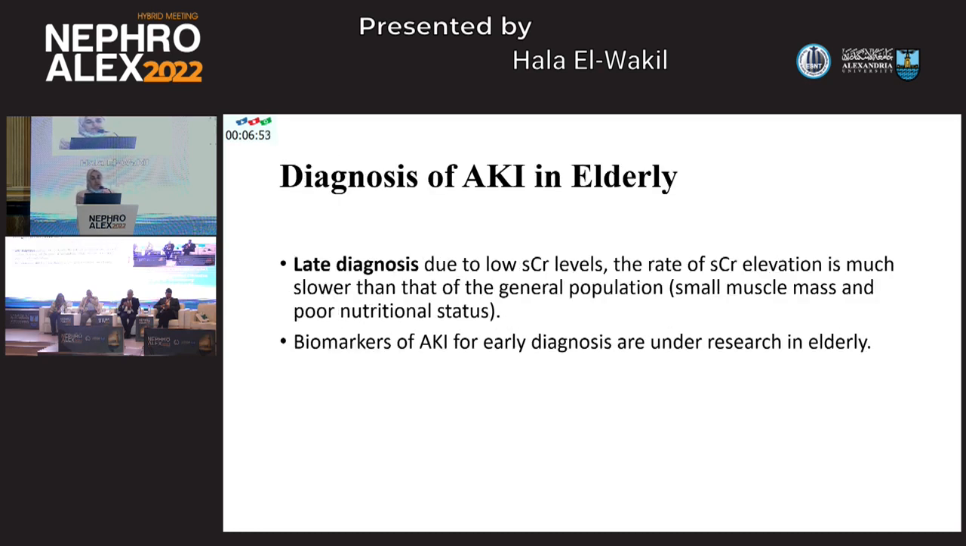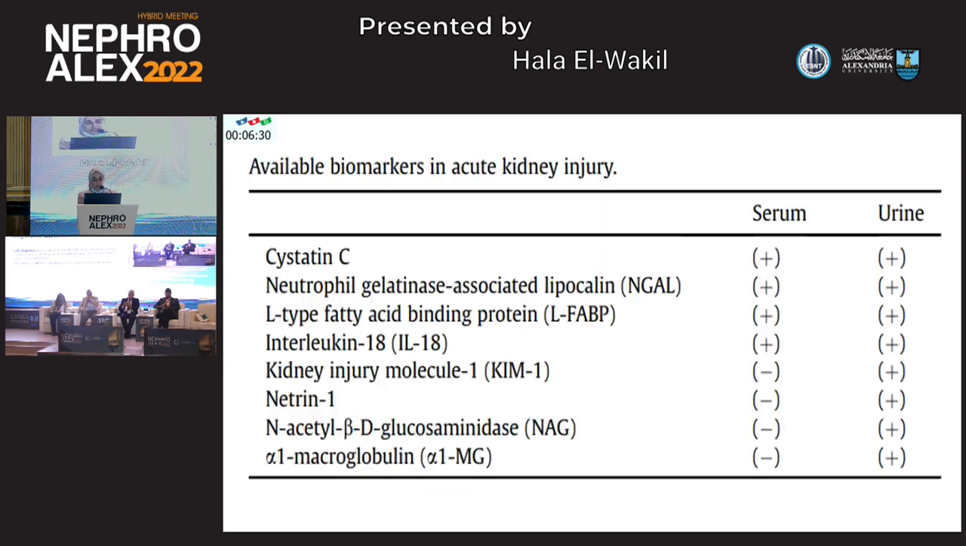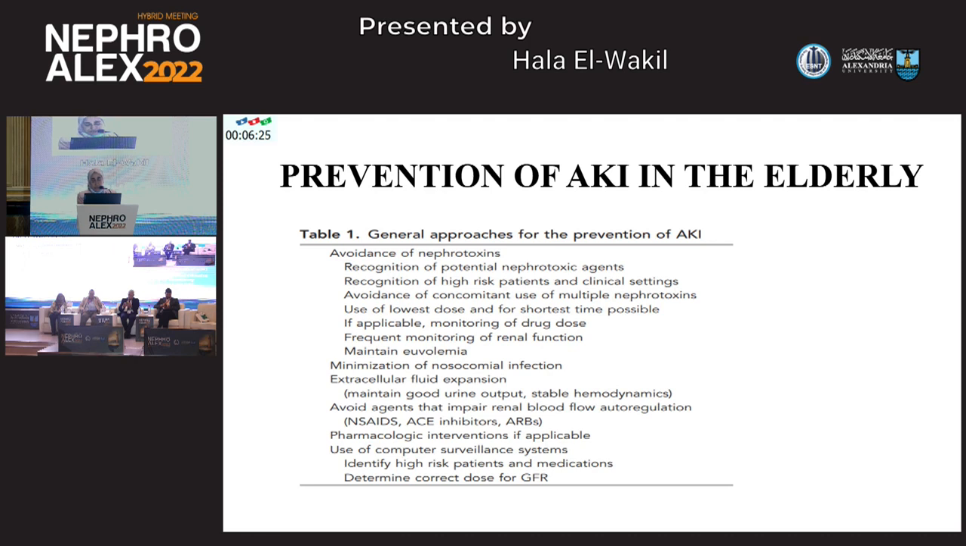The diagnosis of AKI in elderly is somewhat late due to the low serum creatinine in such a population, and the rate of serum creatinine elevation is much slower, secondary to the small muscle mass and the poor nutritional status in elderly. The biomarkers of AKI in such a population are under research. This is a list of the urinary and serum biomarkers used in elderly. For prevention of AKI in elderly, you have the general approach for prevention.